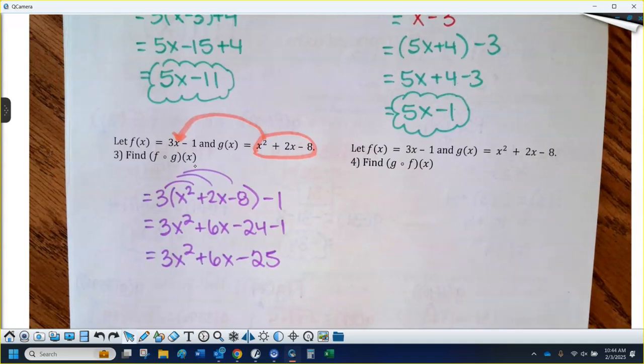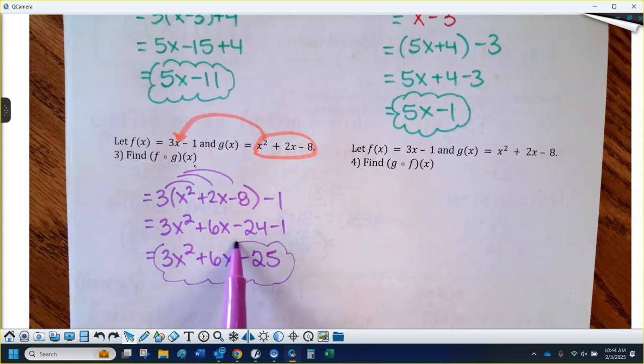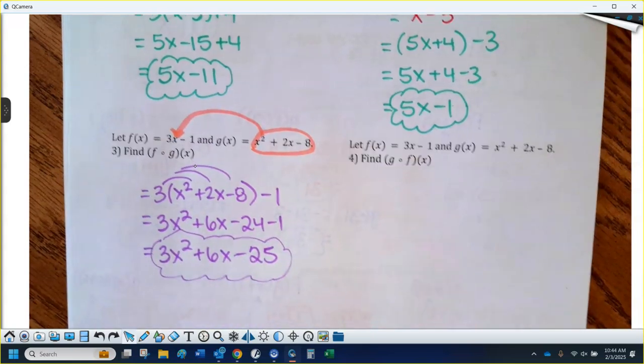Don't try to factor or do anything like that. When you're done, just leave it in standard form. That's the answer.